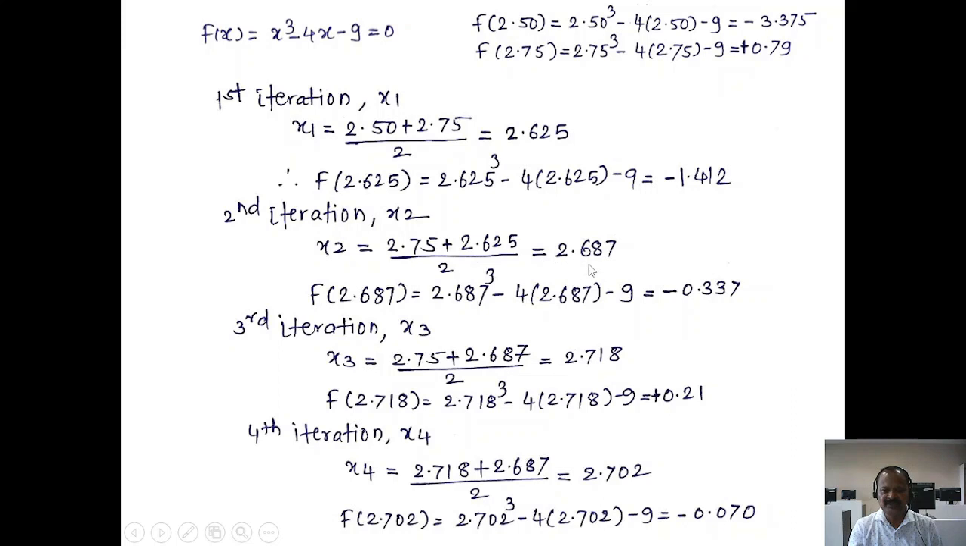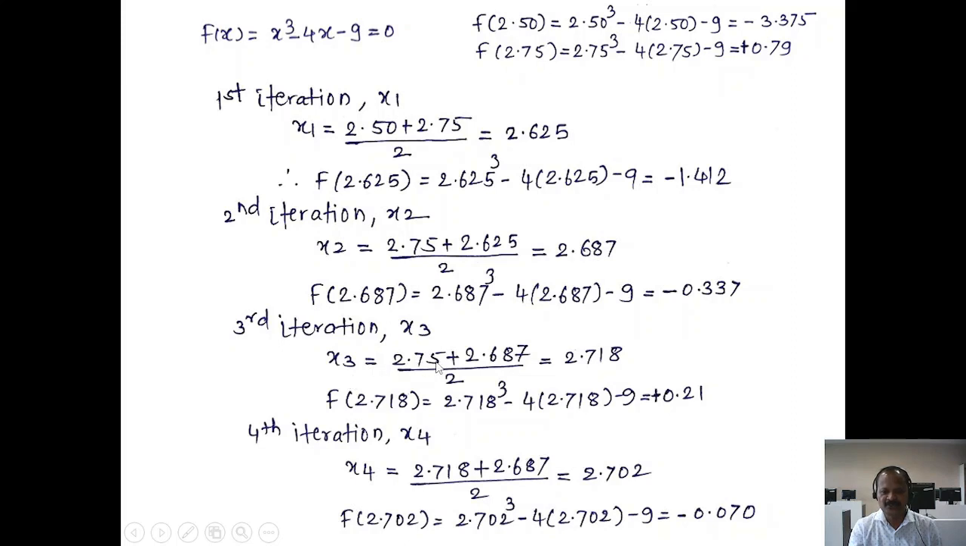Again, the same procedure: this value you have to put in this equation. So f of 2.687 is equal to 2.687 cube minus 4 into 2.687 minus 9, which is equal to minus 0.337. Now this is the negative value. So the root lies in between negative and positive. 2.687 is the negative value, 2.625 is again a negative value, and 2.75 is the positive value. So the root lies in between. For the third iteration x3, it is 2.687 and 2.75.